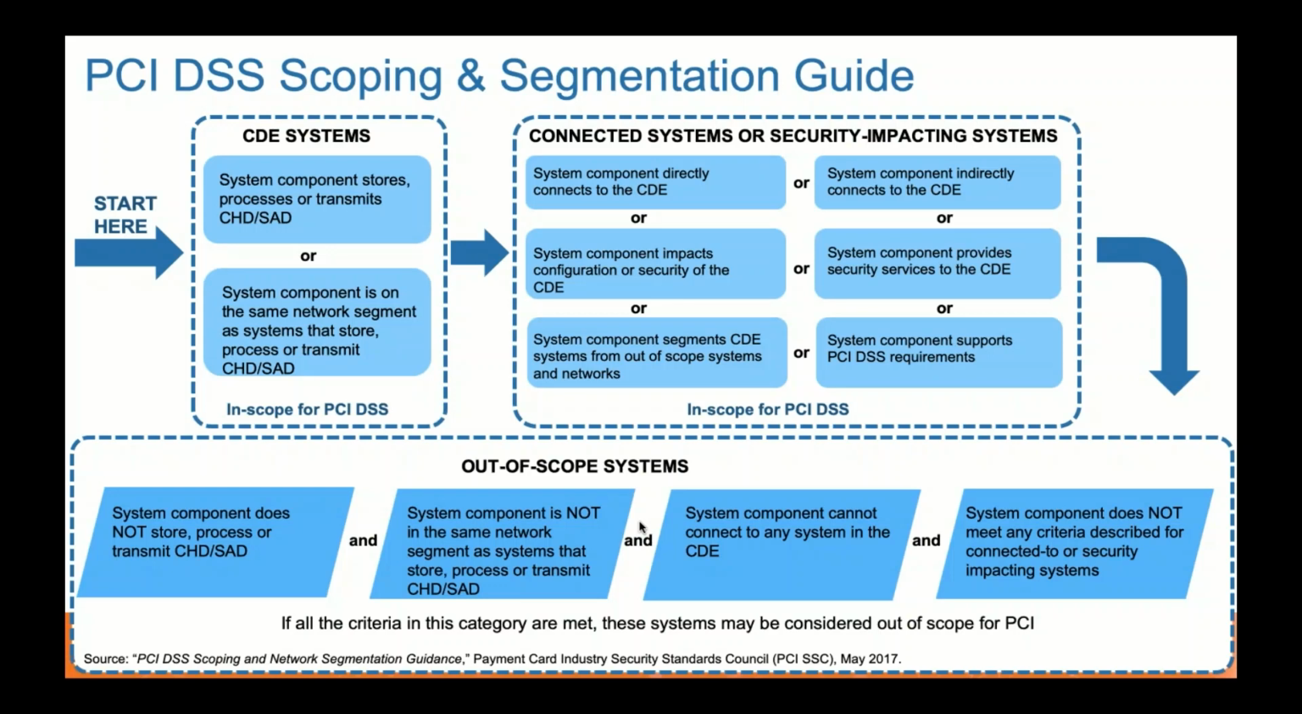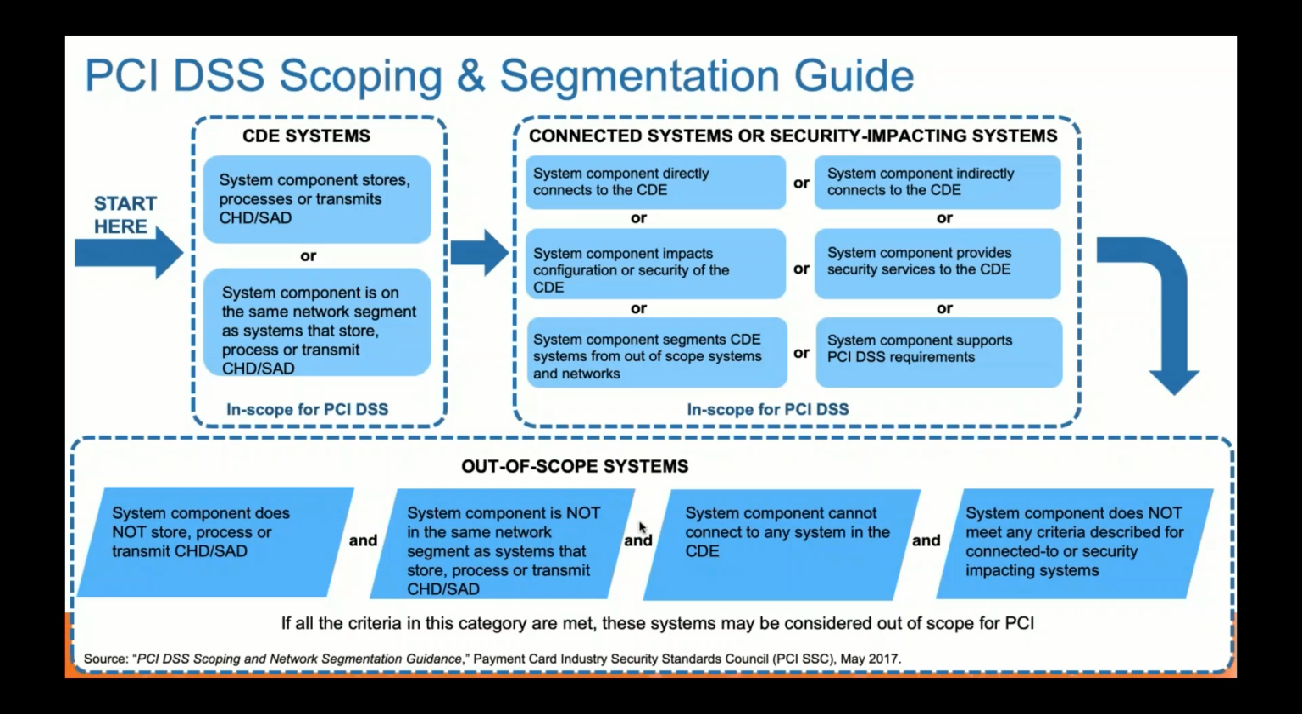The PCI Standards Council actually published a scoping and segmentation best practice guide in 2016, and then they updated this in May 2017. And so what you see here is their framework. The best practice guide recommends that you start by identifying your CDE, plus all the systems that are in the same network as a CDE. Then you go and look to identify the system components that they consider as connected to, as well as security impacting systems. So these two groups are considered in scope for PCI, and everything else, which you see at the bottom, are what you call out of scope systems. And then you apply your segmentation strategies accordingly.